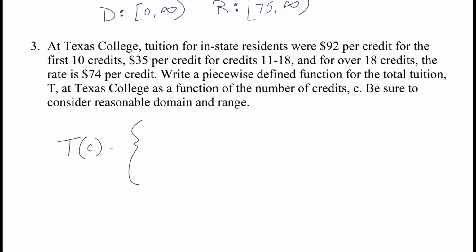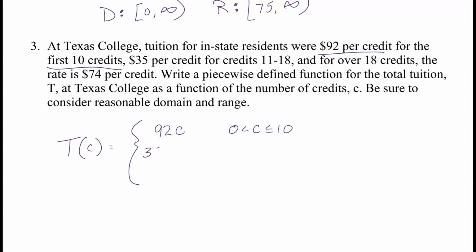So we are going to be paying $92 per credit. So that means $92 depending on how many credits we have for the first 10 credits. So that's only from 0 all the way up to 10, including 10. But then it's $35 per credit for credits 11 through 18.